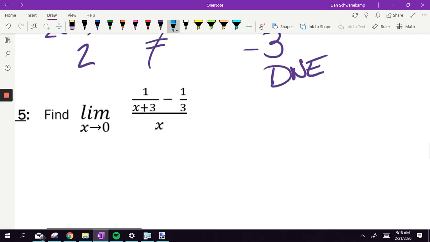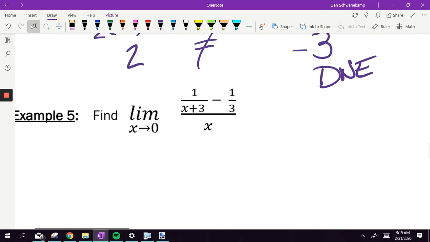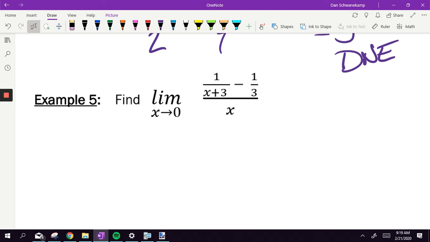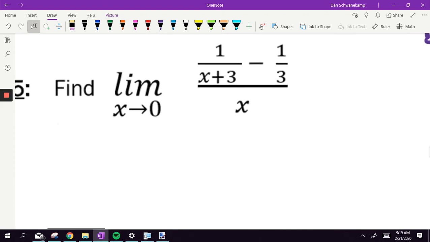Let's get into a slightly more difficult one. Example 5. Eventually, we'll do this problem, and we can do it in some different ways. But for now, we're going to do it this way, and it's not that bad. Limit as x approaches 0 of that guy right there. What are we going to do to find the limit?